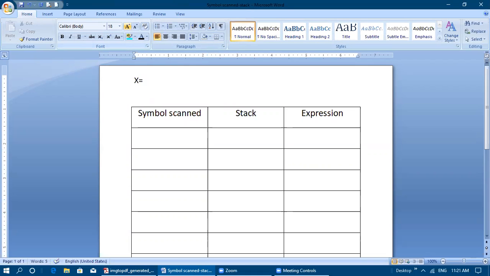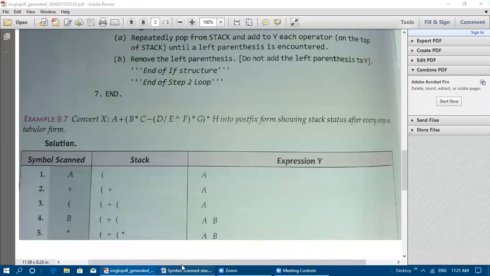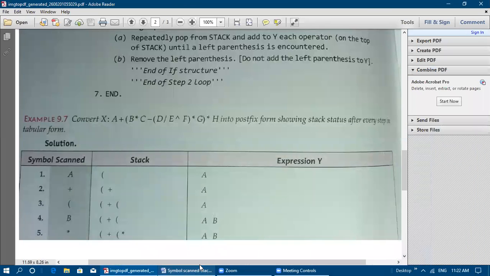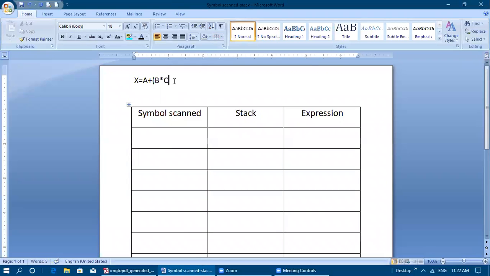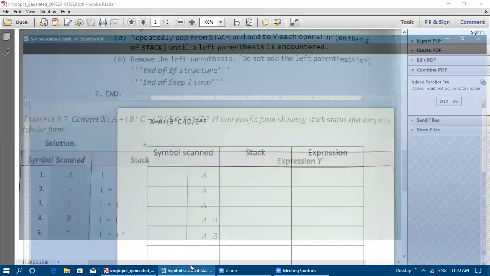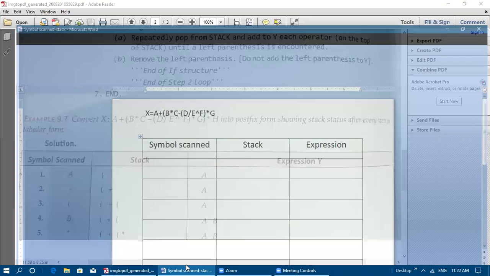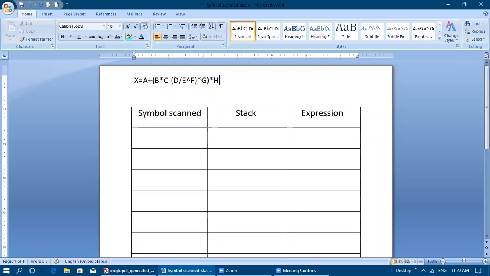X is equivalent to a plus b star c, b star c minus d by e cap f, close the parenthesis, star g, close the parenthesis, star h. You need to check how many parentheses we have opened and we have closed.